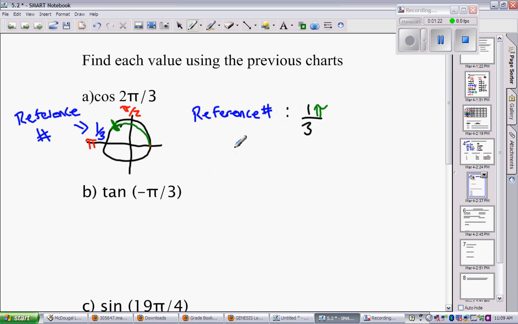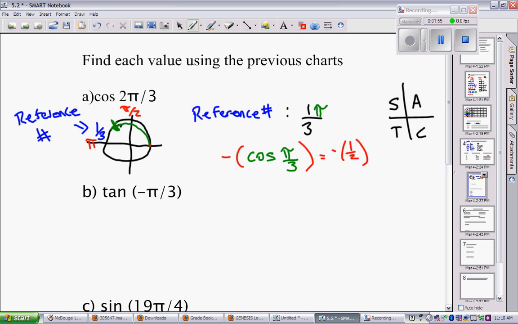So we are looking for the cosine of pi over 3, and we also use the chart we just made. All students take calculus. We're in quadrant 2, so only the sines and the cosecants are positive, so we want the negative value of cosine of pi over 3. Cosine of pi over 3 is 1/2, so we want negative 1/2. So cosine of 2 pi over 3 is negative 1/2.